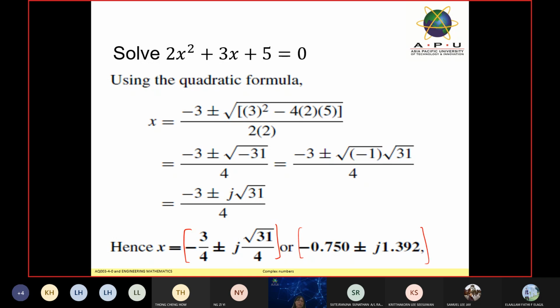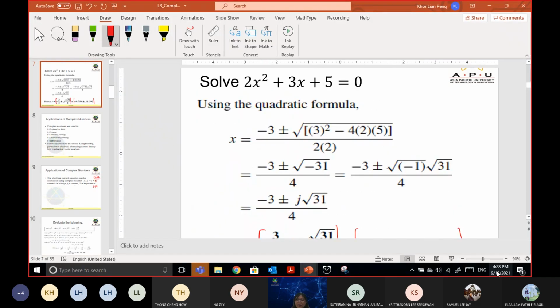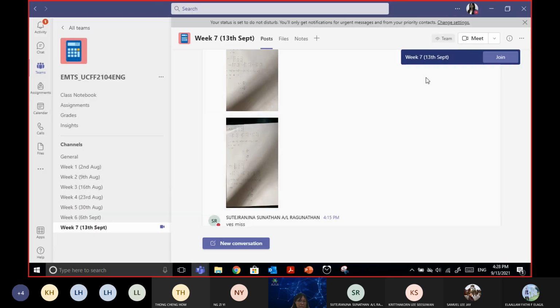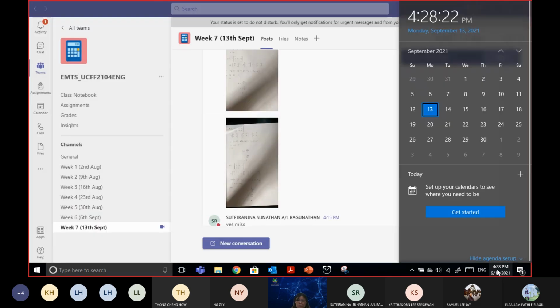We are supposed to have our test 2 during week 9. Since we have already done matrices, we can have it in week 9, not a problem. This week is actually week 7, so week 9 will be the week of the 27th.